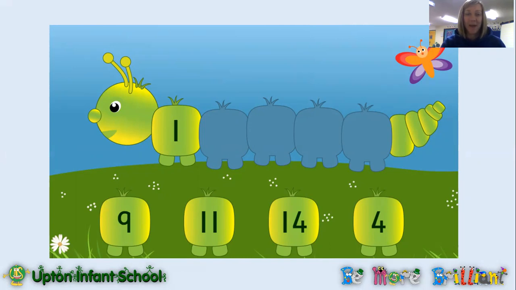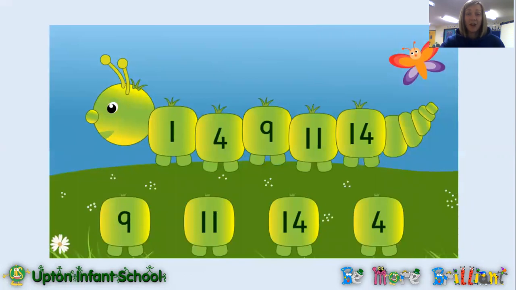Let's have a little look then. We needed to start with number 1, and then number 4 should have been next. So that was our next number that needed to come after number 1. Then number 9 is a little bit bigger, so that would have gone in the middle again. Then 11, and the biggest number that had wandered off was number 14.